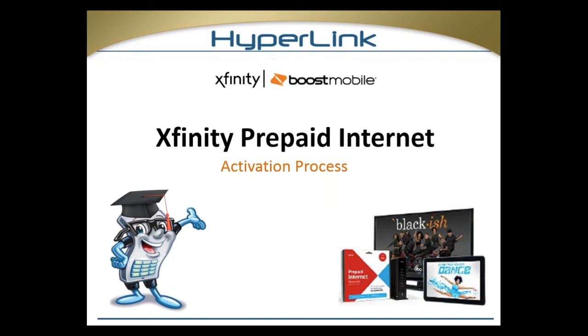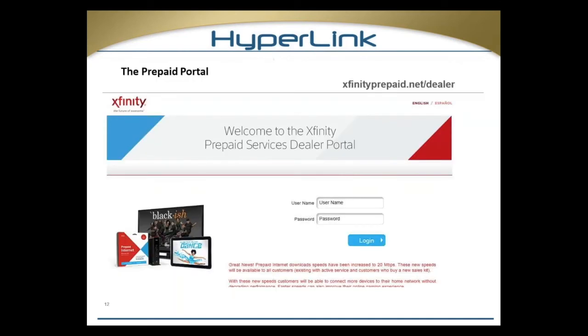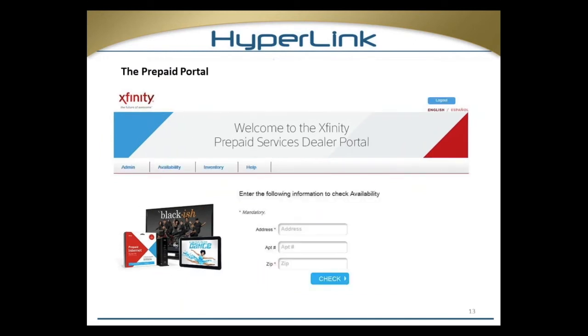Okay, so now that we know about the Xfinity product, let's go ahead and take a moment to show you the activation process. So the first thing that you want to keep in mind is if the customer's address is serviceable. To find out if a customer's service address is eligible for the product, we would log into our Xfinity system. And that link is available on our Hyperlink website. We'll email you the link at the end of this training.